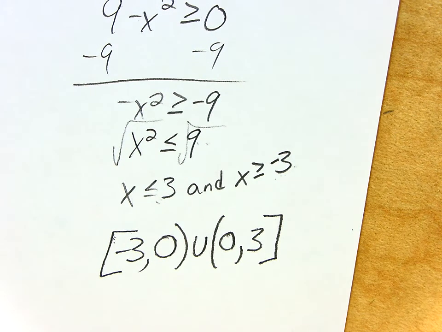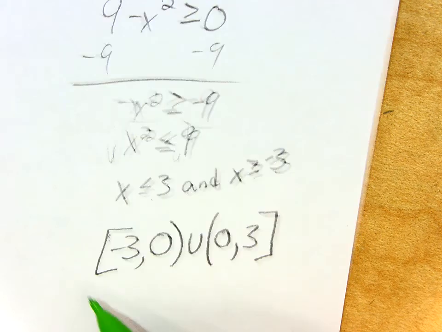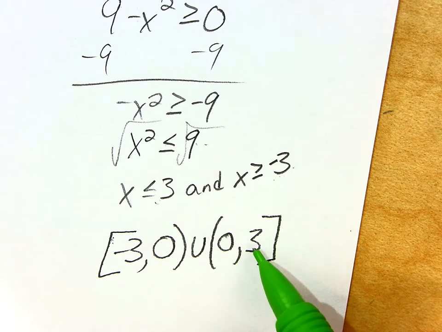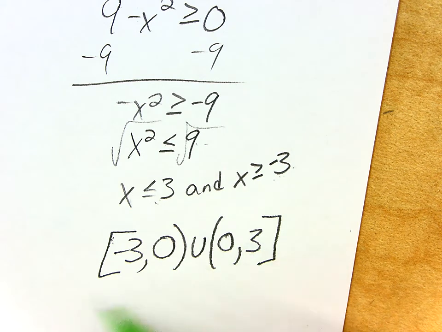Don't forget, if you're not great at this, or you're not really sure if you did this right, you can test some of these values. This is my domain. These are all the numbers I'm allowed to plug in, and I'll actually get a real number back out. So try and plug in numbers that are not in this range. Try plugging in positive 4.